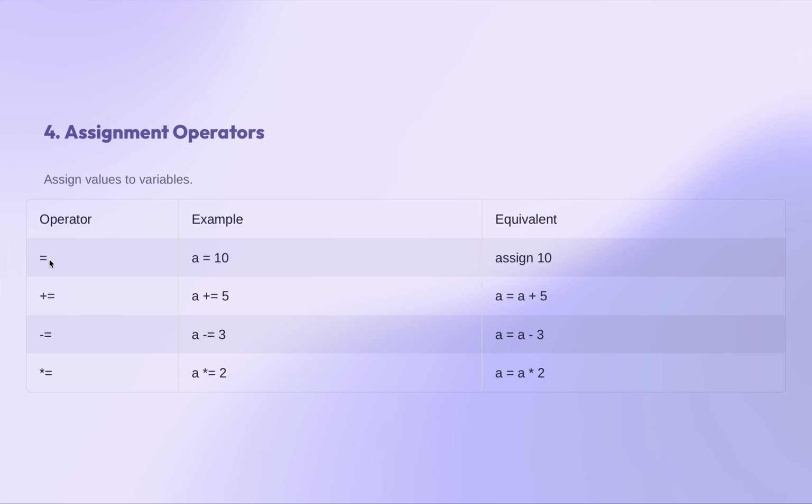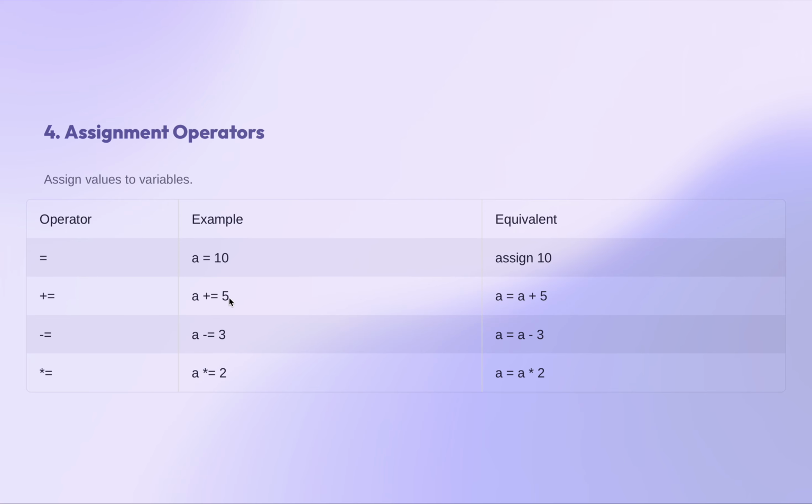The assignment operator is pretty straightforward. You assign a value to a variable. Here we see a equals 10, meaning we are assigning 10 to a. Similarly, you can assign not only a number: if a is a string variable, you can assign a string to it. If it is a double, you can assign something like 10.5. This is what the assignment operator does.